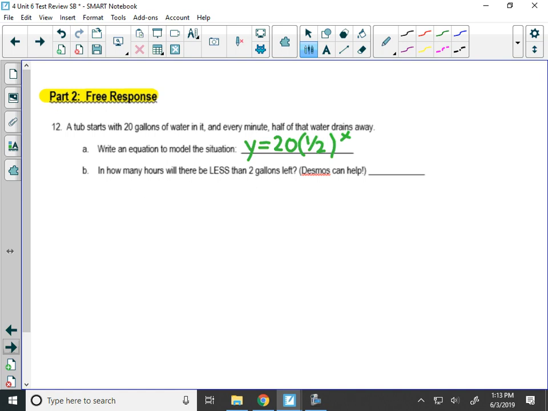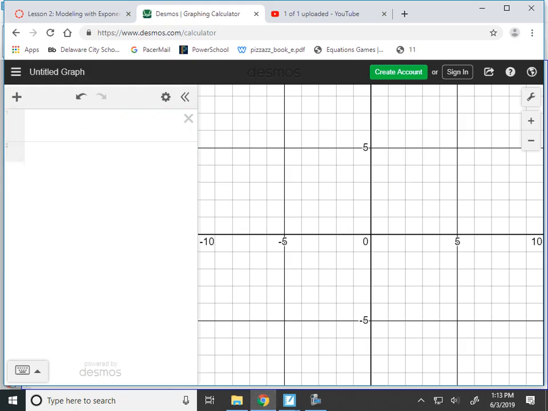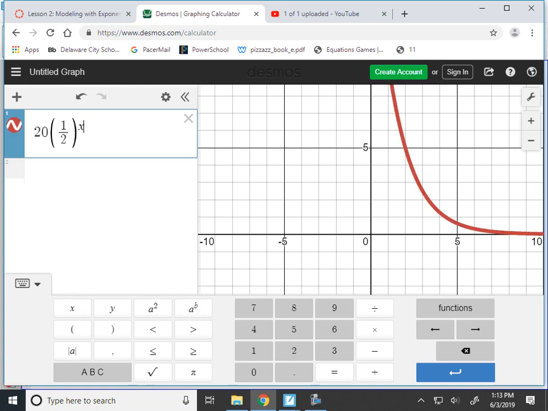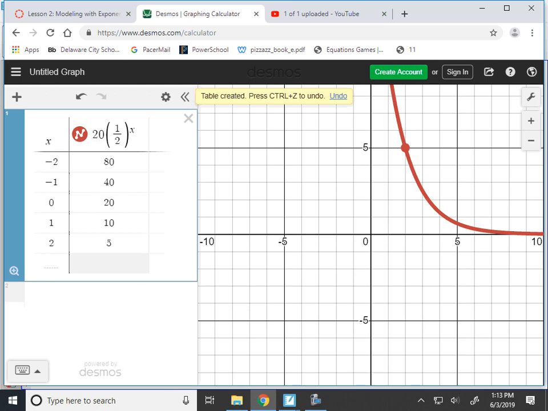Now, in how many hours will there be less than 2 gallons left? This is where Desmos and the table can help you. So go ahead and type your equation in. Y equals 20 times 1/2 to the x. All right? Ooh, I didn't do my exponent. 2 to the x power. There we go. Well, I'm going to make a table because I want to know when does the amount of water on the right column in the y get less than 2.